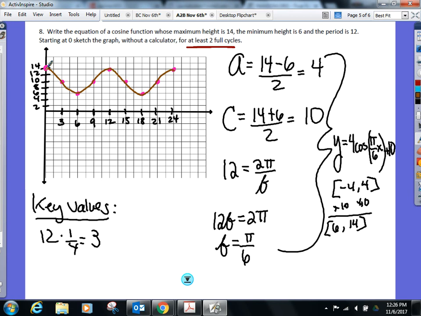Also, please write skip, cross out, I don't care, 8B on the next page. 8B I do not want you to do tonight. 8A is fair game, but 8B, no go. All right, get practice here.